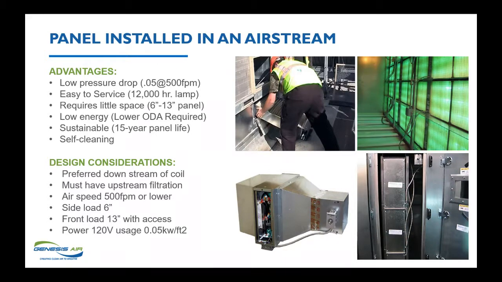Remember, you're not replacing the panel every year, so it is not the first cost again. It's simply a lamp replacement. It doesn't require much space, 6 to 13 inches. And we'll look at that in the pictures on the right. On the right top is a front load application. It has a 13-inch rack that the panels fit onto, and they can be angled towards the service person, where the bulbs can be changed, which is the maintenance.